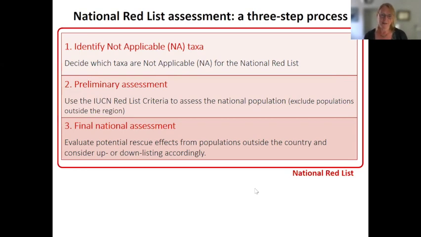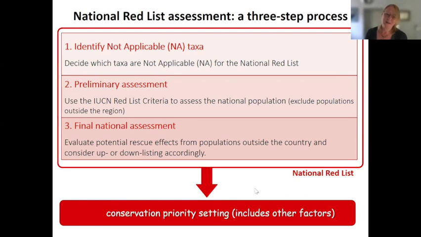Beyond the national red list, there is the conservation priority setting process. Now, that includes other factors. It's a really important point that your national red list is not your final list of all conservation priority species. It's just one tool, one very important and essential tool in the process of setting conservation priorities.